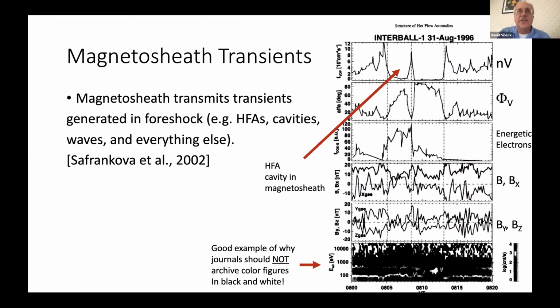Transients, all of those features I mentioned in the foreshock region, they're transmitted through the magnetosheath. Here's an example of one transmitted into the magnetosheath reported by Shafrankova et al. This is a hot flow anomaly from the upstream region pushed through the bow shock and transiting the sheath. So you have every reason to believe that that's going to ultimately come to the magnetopause. And a pet peeve at the bottom: a lot of journals are archiving themselves in black and white, and you can see what that does to color spectrograms. Bad idea.